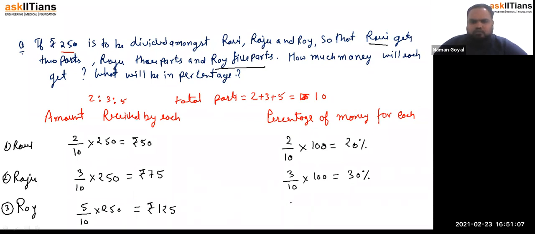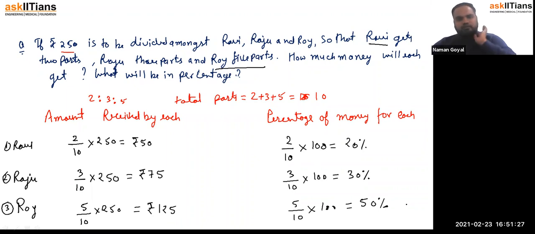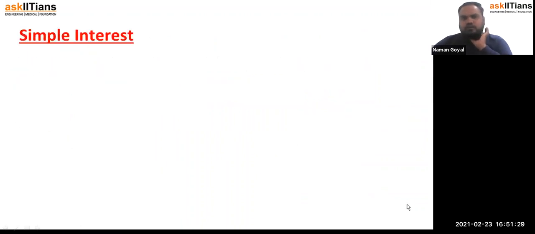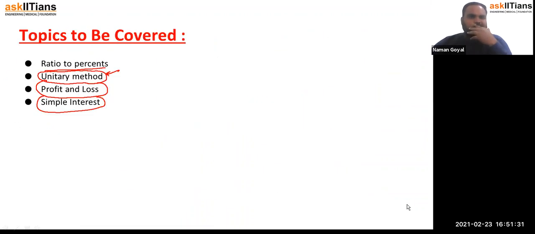Okay, now the next, for percent, right? We have to find out the percent also. It will be 5 by 10 into 100, and it gives 50%, right? So this is the answer for this particular question. Are you getting my point? So we learned how to convert ratio to percent.